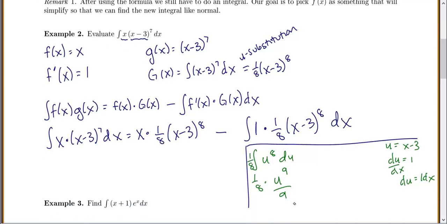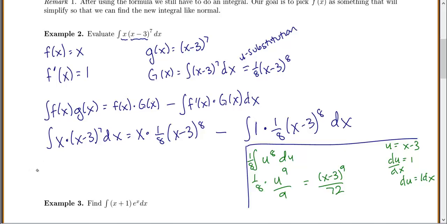And normally I would put a plus c, but when you're doing lots of integration, just wait until the very end and tack it on. And so this is u. Let's go ahead and put it back in. So this is (x minus 3) to the power of 9 over 8 times 9, which is 72. So that's that integral. Now let's pull everything back together.